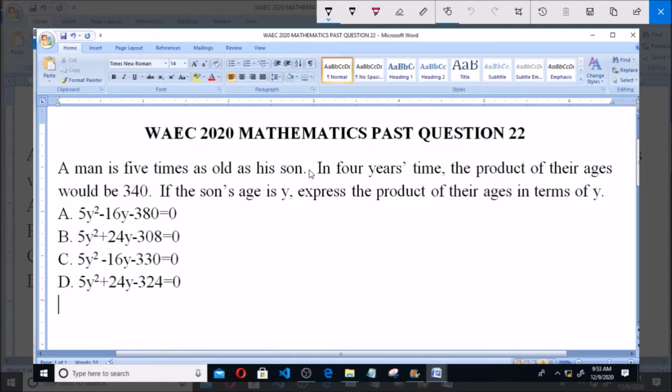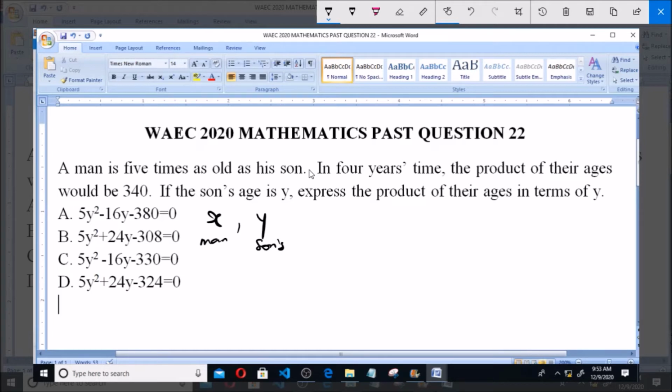Now it is given that the man is 5 times as old as his son. Let the man's age be x. Now if the man's age is x, let that of his son be y. So x here represents the man's age and y represents the son's age.